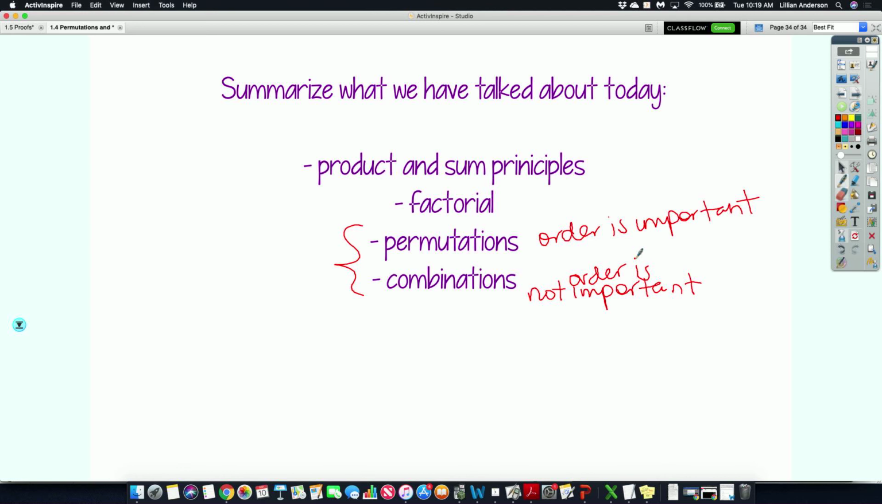And product and sum principles are what we talked about last week. So remember this.